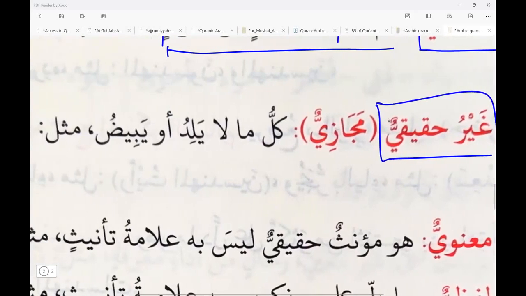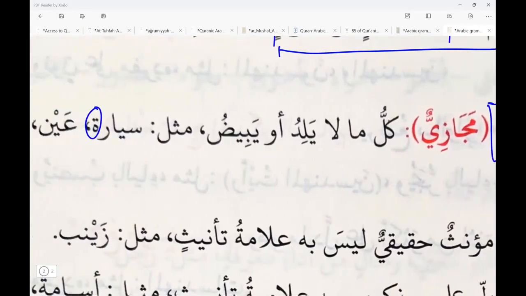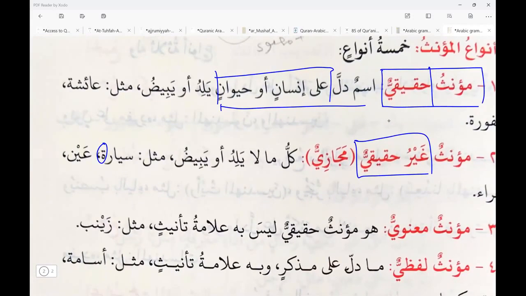What is ghair haqiqi? Like shajara, we say, what is shajara? Sayyara, what is sayyara? We know this is a feminine word, so what do we mean? It just means that we treat that word as feminine. It is not haqiqi. This is not a real female. It is something conceptual, right? We talked about those things, right?